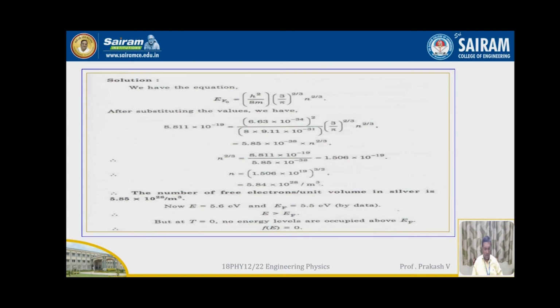Now the value of E is given as 5.6 electron volts and the value of EF is equal to 5.5 electron volts. So here E is greater than EF, but at T equal to 0, the energy levels above EF are not occupied. So f of E is equal to 0.